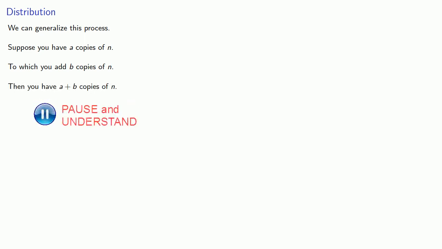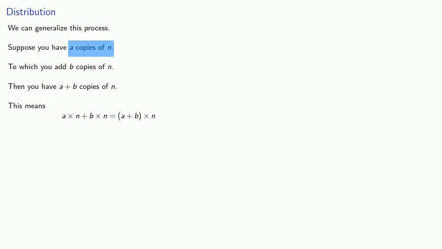And we can generalize this process. Suppose you have A copies of n, to which you add B copies of n, then you have A plus B copies of n. This means that A times n plus B times n equals A plus B times n.